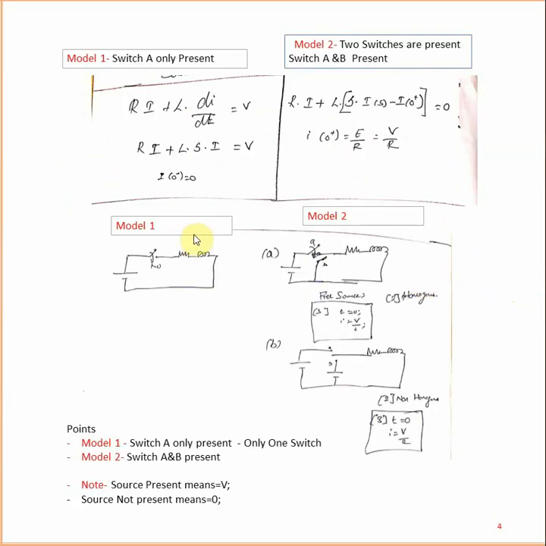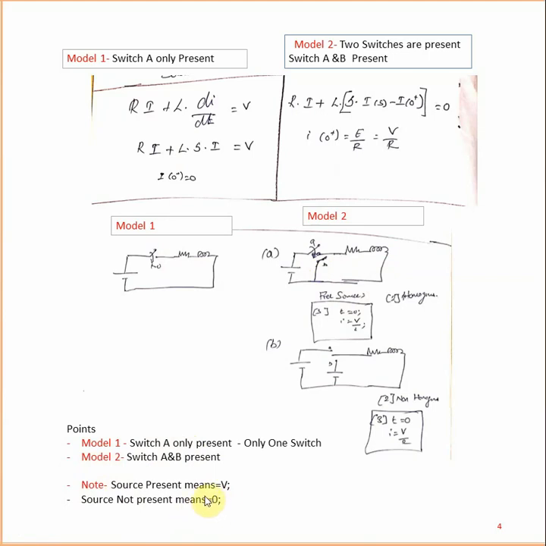So coming to the model, there are two models. Model number one is where only switch A is present, only one switch. Model number two is where two switches are present. Don't worry about switch B, whether the source is present or not. If the source is present, write V. If the source is not present, write 0.